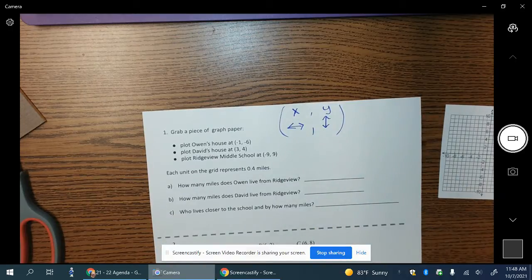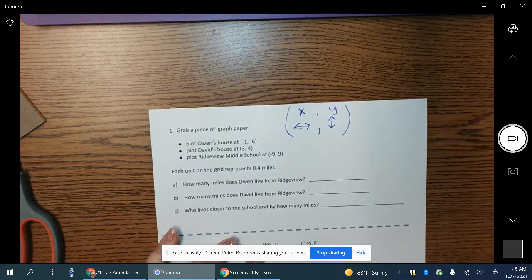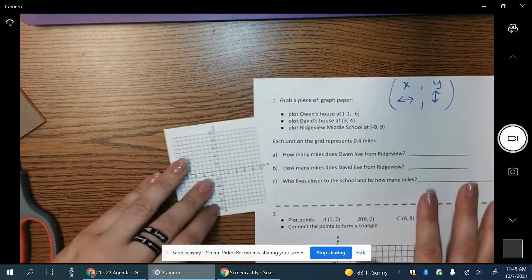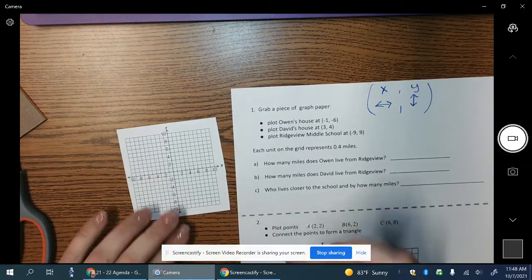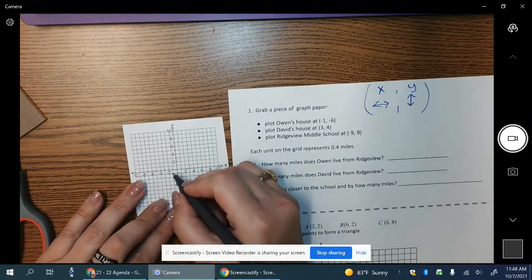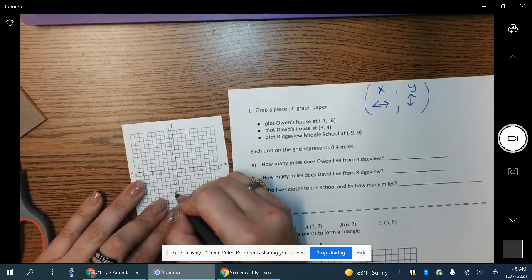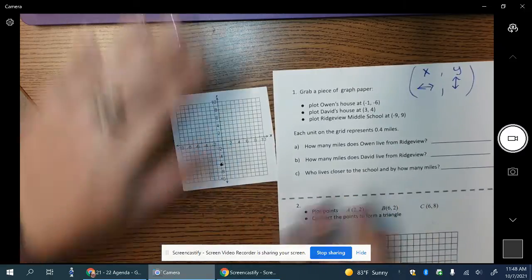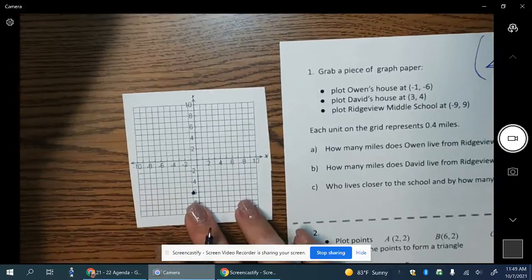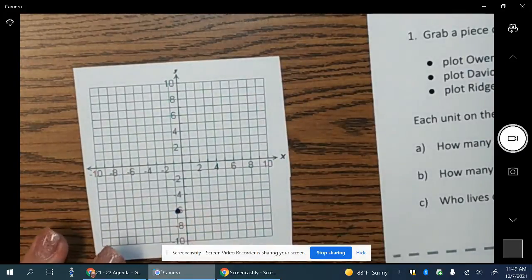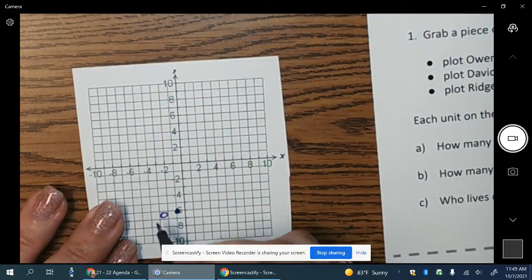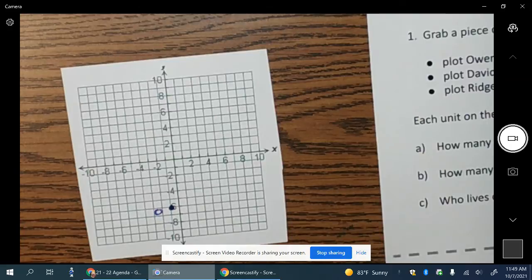So Owen's house is at -1 and -6. So -1, -6, we're going to put a little dot. The -1 means to the left, and I go 6 down. And this is a weird graph. You're going to put it actually right over that 6. Sorry, it's not a good graph. Why would we put it first? Because there's a 6 in the way. That's just where it falls. This is Owen. Put an O for Owen.